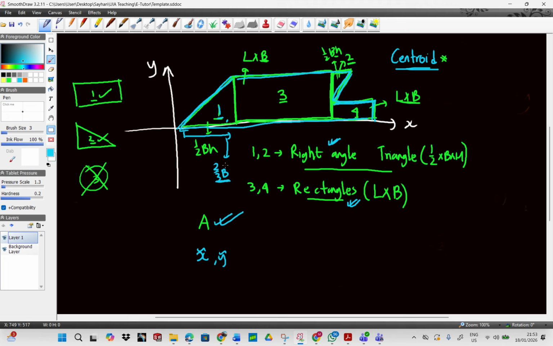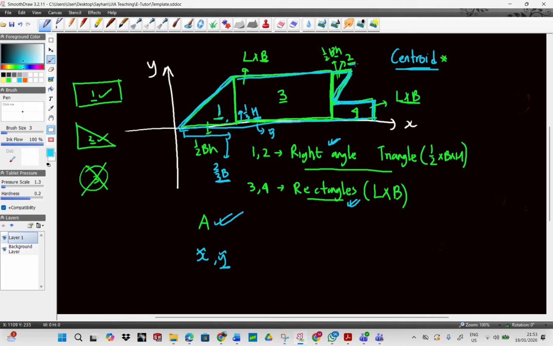Yes, sir. Okay. And then for the y tilde, it is just simply 1/3 from the height of the triangle itself. Okay, so you know that's basically for triangle number 1.